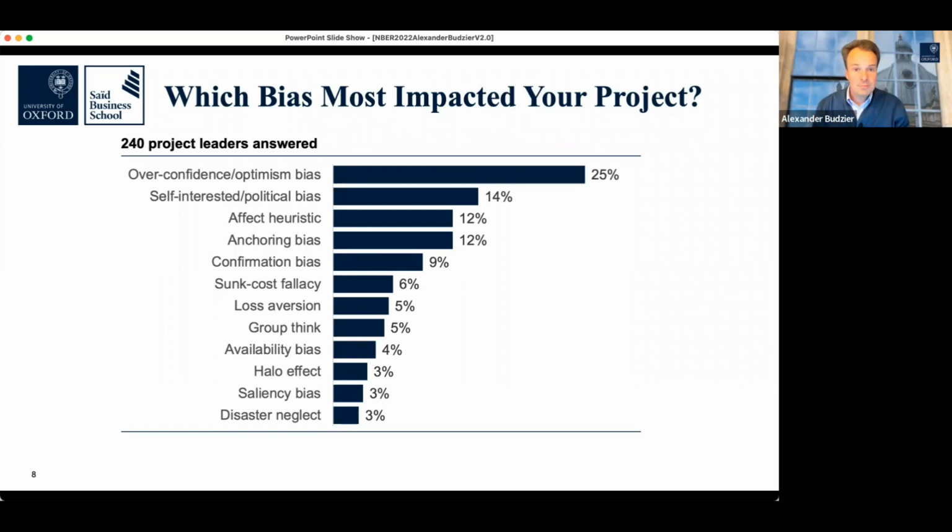So being optimistic, having that overconfidence in the supply chains that we're procuring, in the deliverability of the projects, that is 25%, a quarter of the respondents said, and that's actually what has impacted us the most. And then the second one, 14%, they talk about as the biggest detriment to their project has been that self-interest, that political bias, that is not that unforced optimism, that unforced overconfidence, great level of ambition, but actually a very rational response to the incentives we set in the budgeting process.